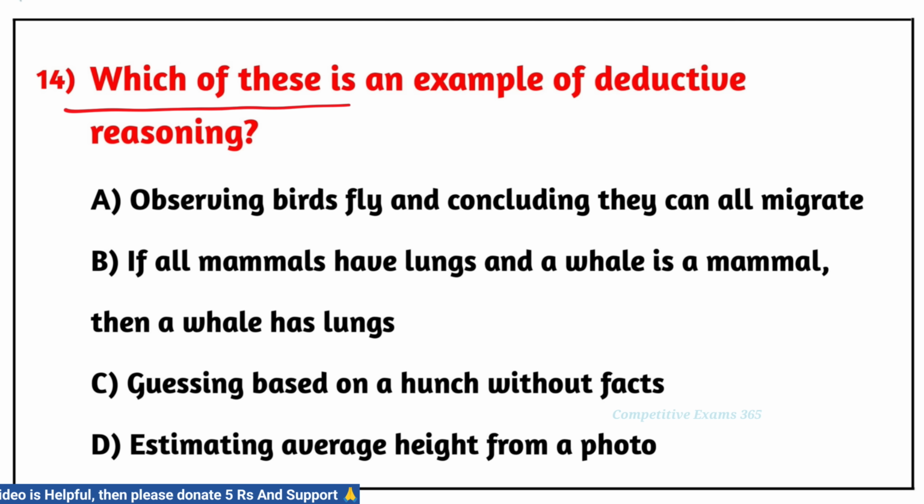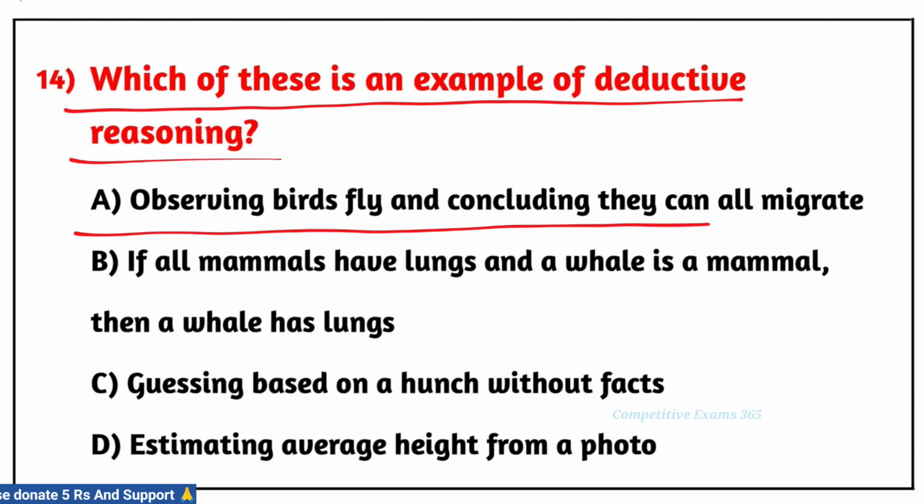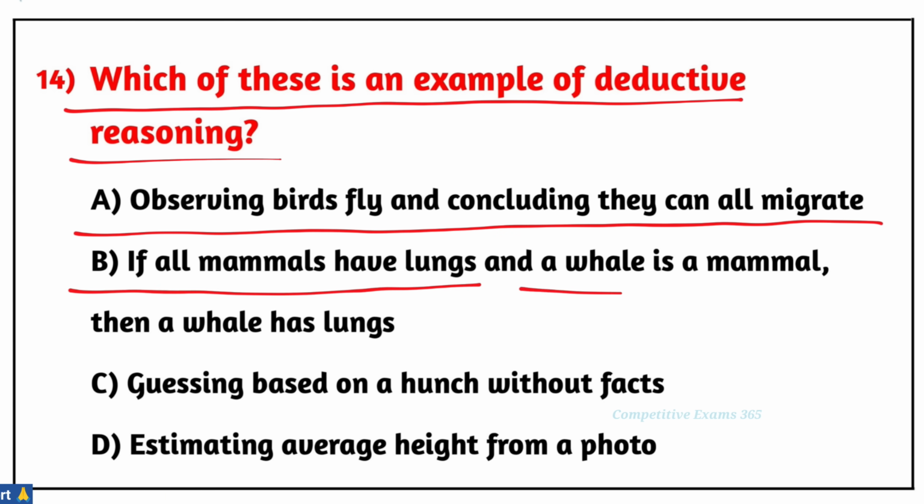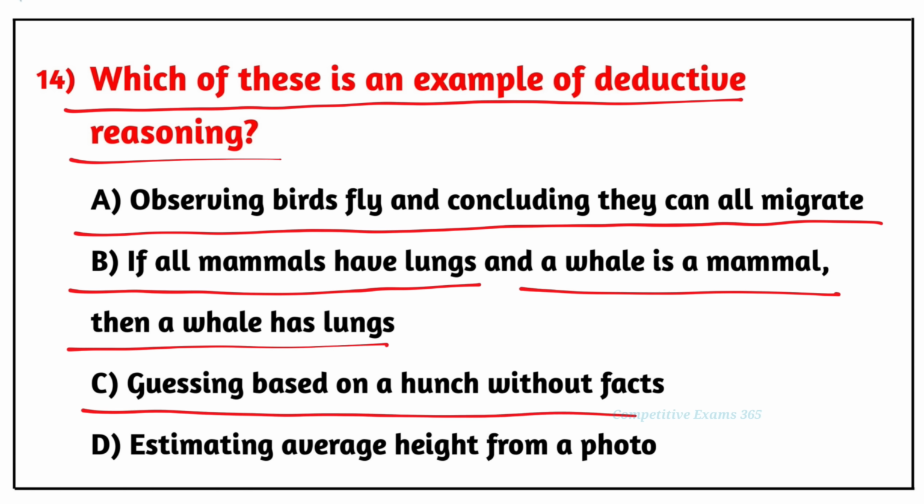14th question. Which of these is an example of deductive reasoning? Option A, observing birds fly and concluding they can all migrate. Option B, if all mammals have lungs and a whale is a mammal, then the whale has lungs. Option C, guessing based on a hunch without facts. Option D, estimating average height from a photo.